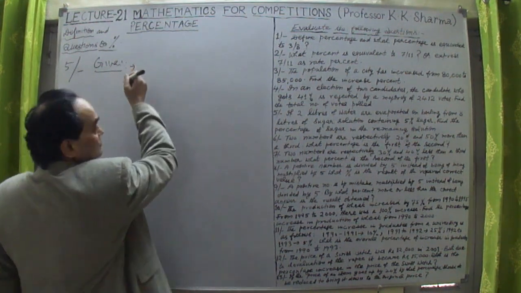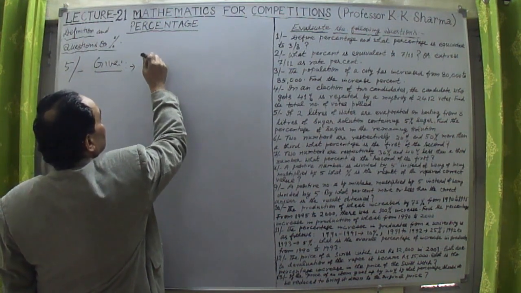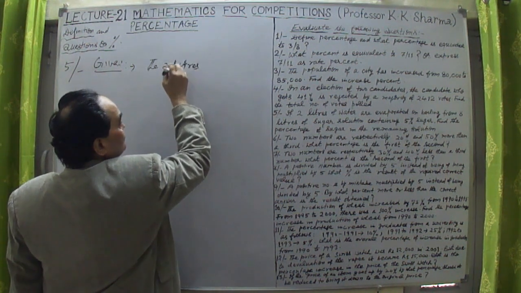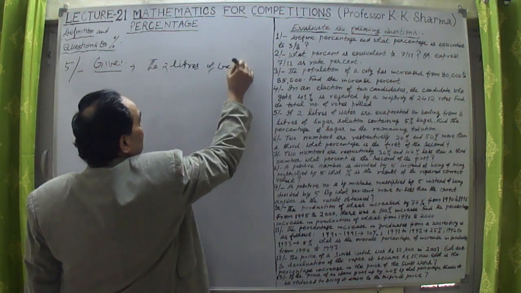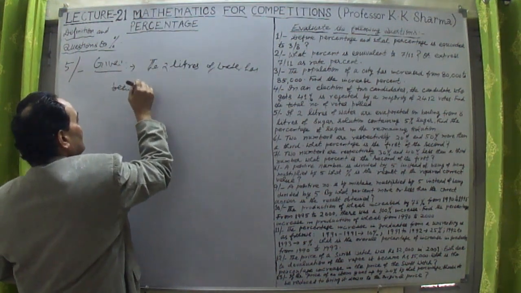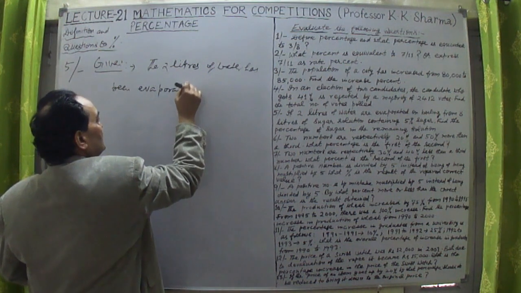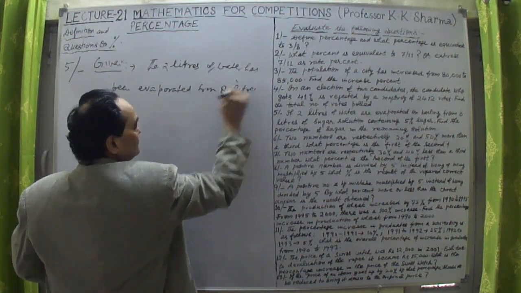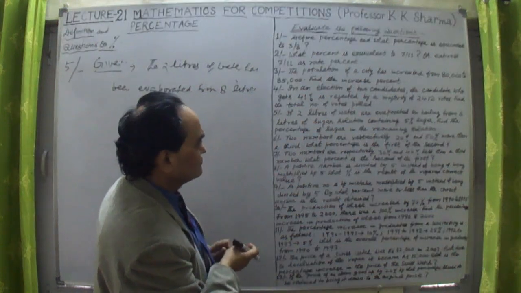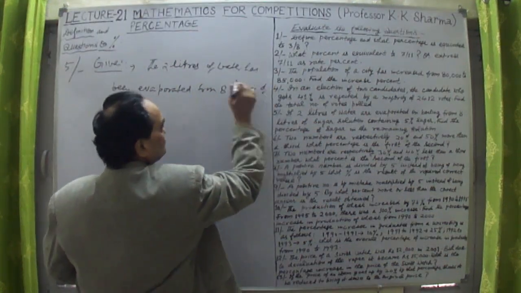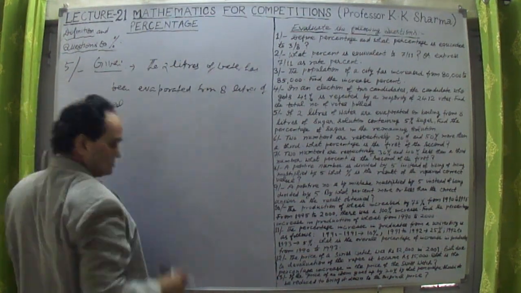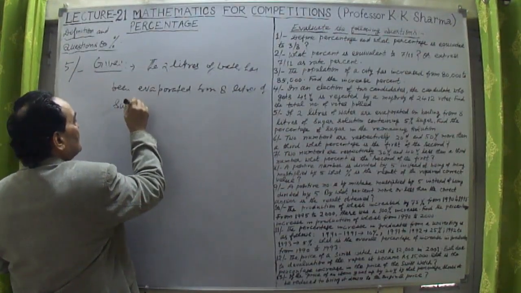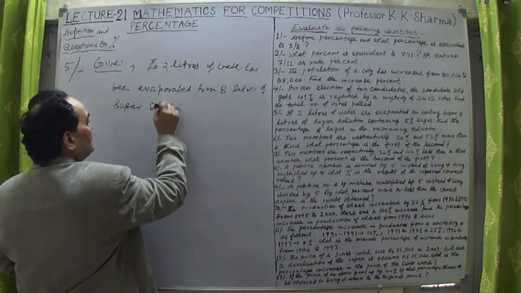So what is given to us here? We are given 2 liters of water has been evaporated from 8 liters of sugar solution. 8 liters of sugar solution.